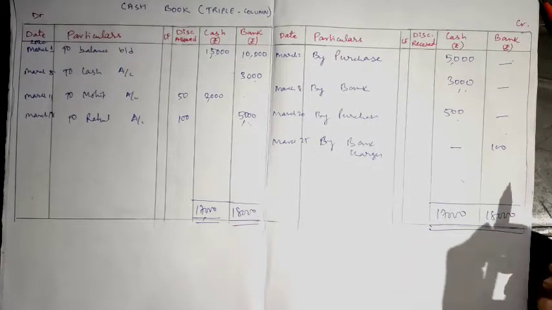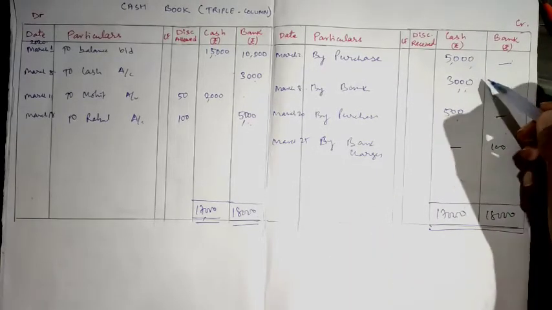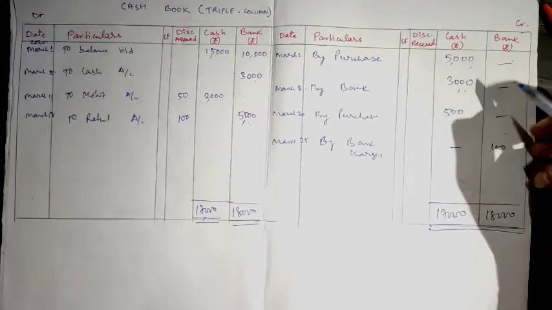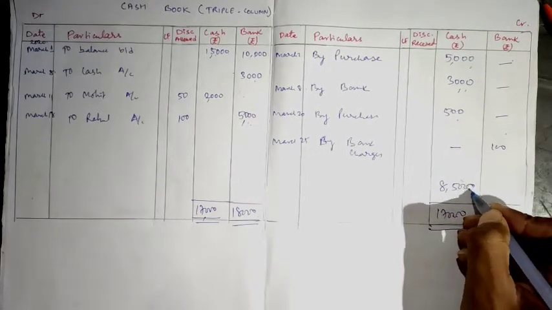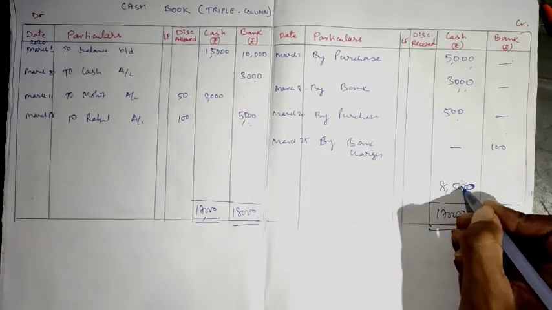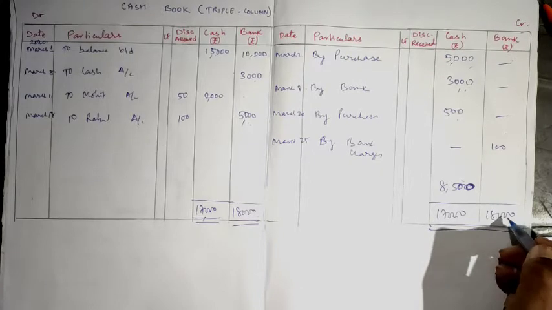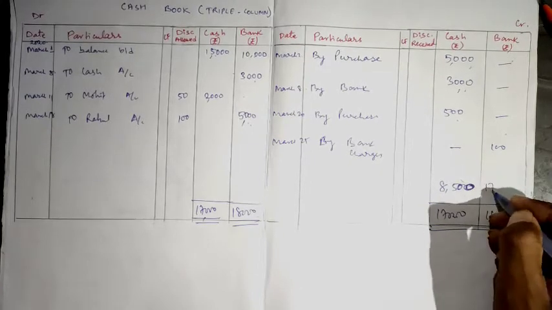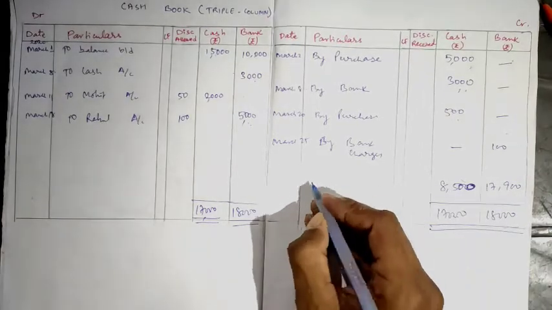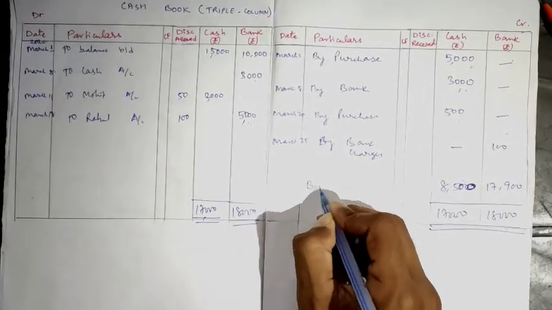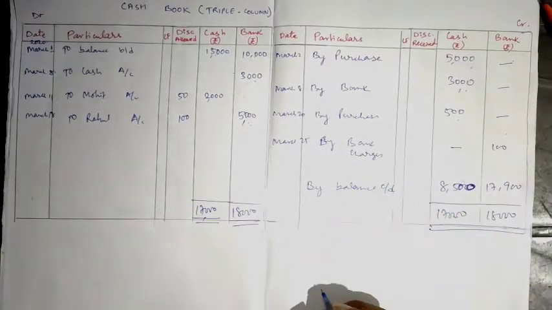Clear? Now what we'll do, we'll subtract 17,000 with 5,000, 3,000 and 500. So what will we get? Please use calculator. This calculator is allowed as per your ICSE curriculum. Okay, 8,500 will be your balance c/d of cash. Clear? And when we deduct 18,000 with 100, we will get 17,900. So just here you will write by balance c/d. Clear? By balance c/d.